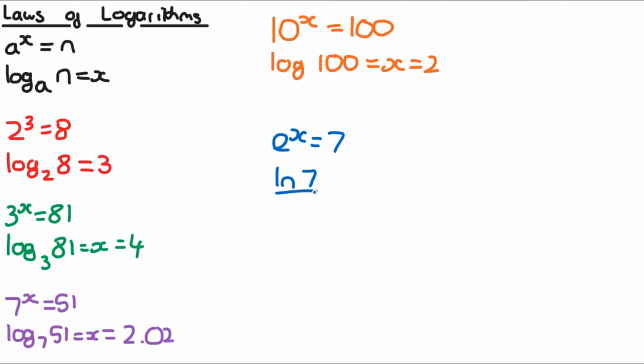So it's the natural log of 7, and this is going to be equal to x. A lot of the time with the natural log of something, they'll probably just ask you to leave it in this form rather than put it into decimals. But if they did ask you to put it into decimals, this is equal to 1.95 to 2 decimal places.